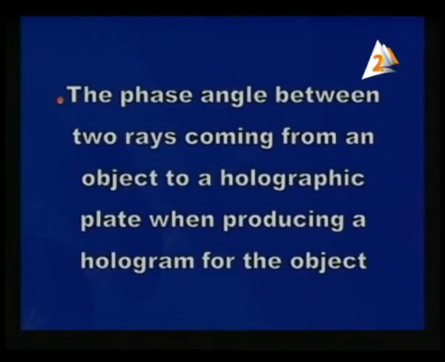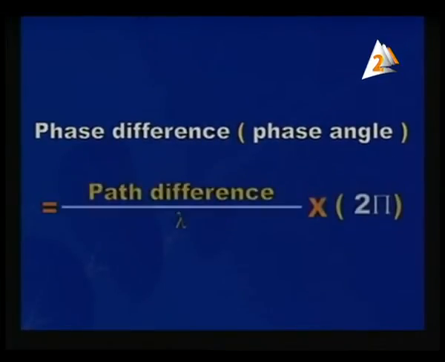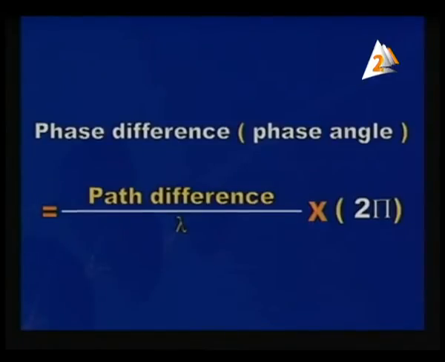The relation that gives the phase angle between two rays coming from an object to a holographic plate when producing a hologram for the object. The relation is: phase angle is equal to path difference times 2 pi over lambda. Let me say it again. Phase angle is equal to path difference over lambda times 2 pi.